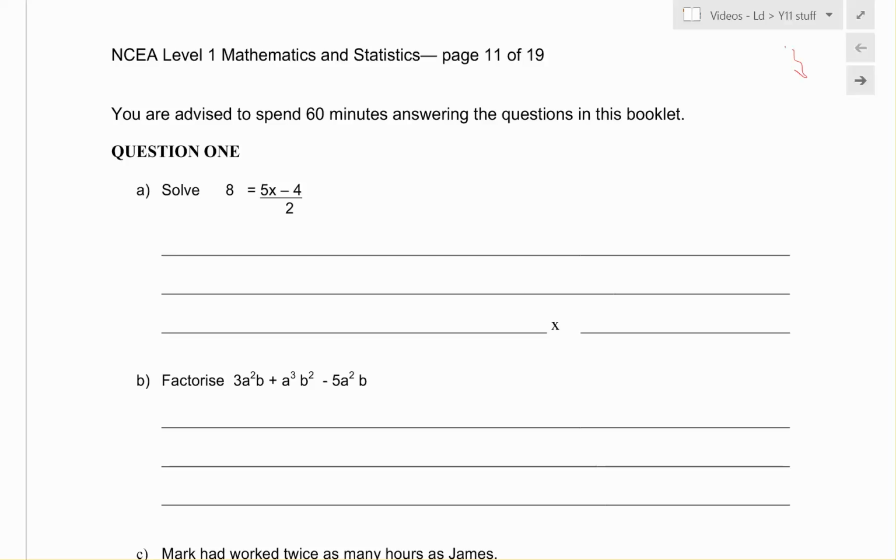Right, this is the 2014 updated CAT question 1. So lots of ways to do this. You could cross multiply. We're multiplying by 2 actually. So we get 16 equals 5x minus 4. Adding 4 to both sides will give 20 equals 5x. And then dividing by 5 both sides gives x equals 4.